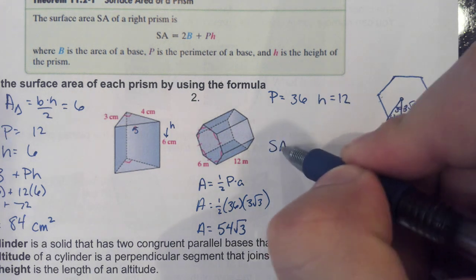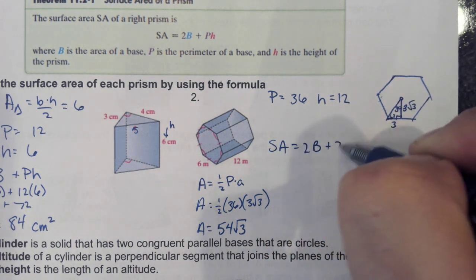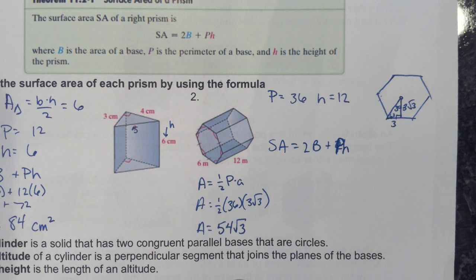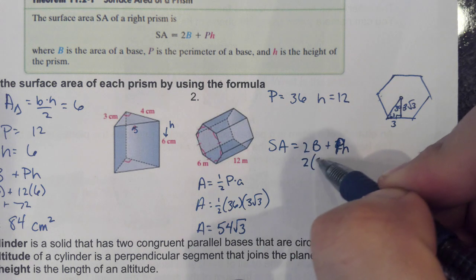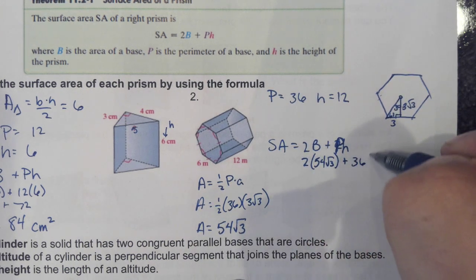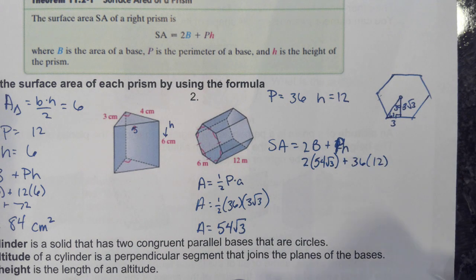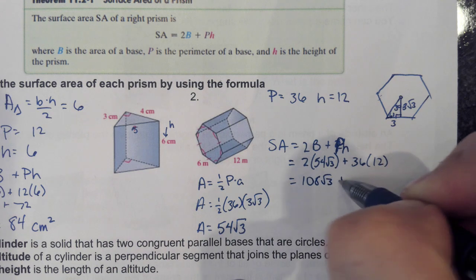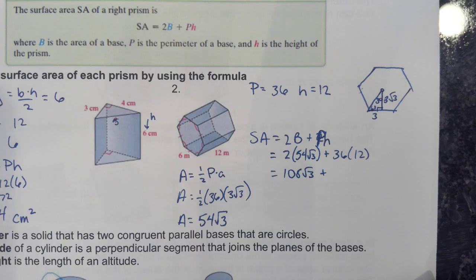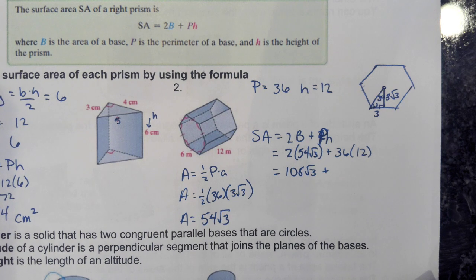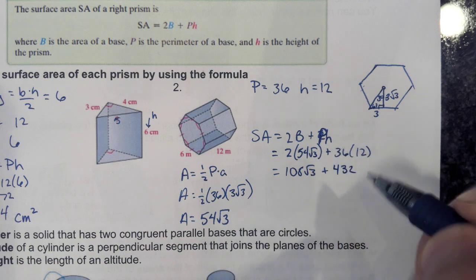So surface area is 2 bases plus, not 2, perimeter times the height. Plug it in. 2 times 54 square roots of 3 plus the perimeter times the height, 36 times 12. Okay, so that would be 108 square roots of 3 plus 432. So that's an exact answer.